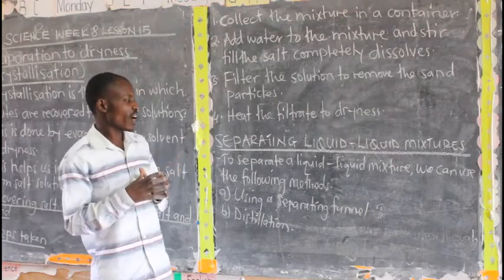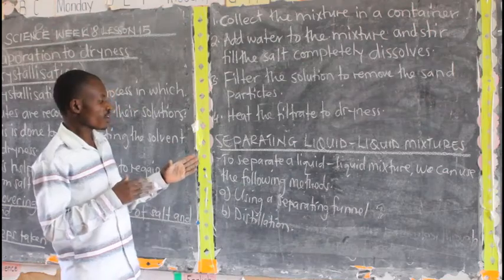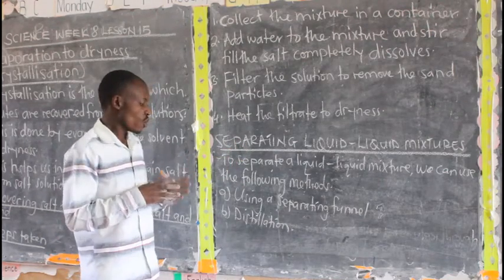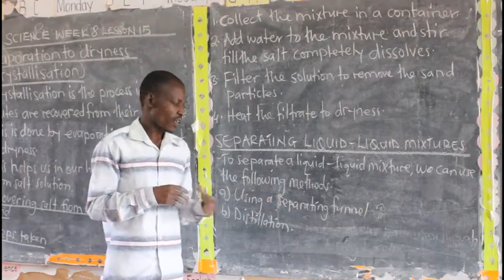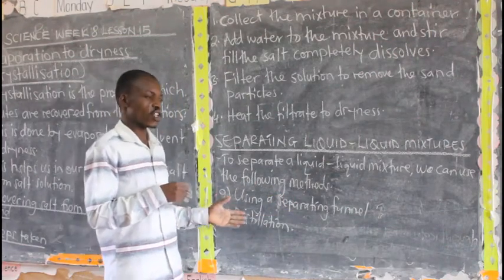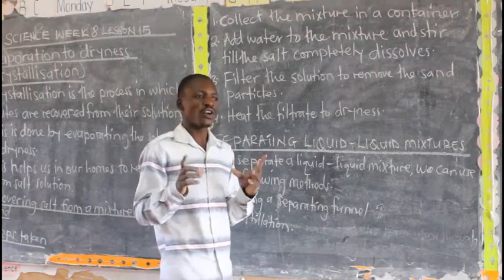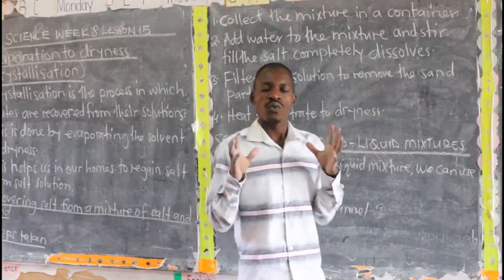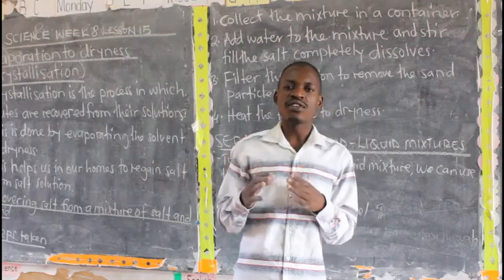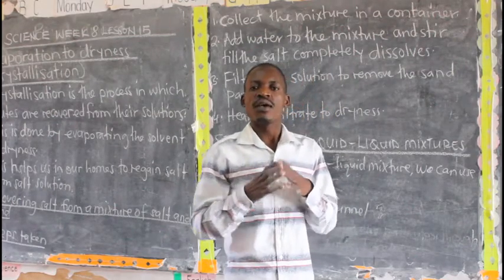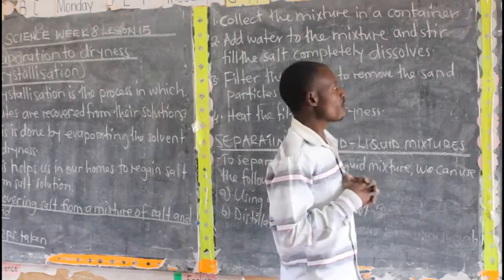Then let's also look at how we separate mixtures of liquids. When we talk about separation of liquid mixtures, we use the following methods. One is using a separating funnel and two is the distillation method. We can only use the separating funnel when we have mixtures of immiscible liquids. Immiscible liquids cannot be mixed or cannot make a uniform solution.